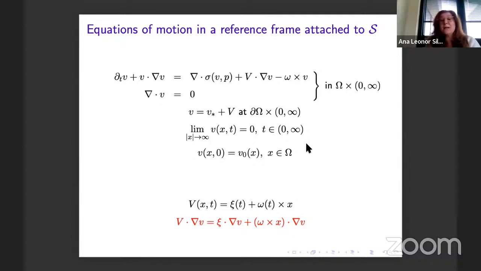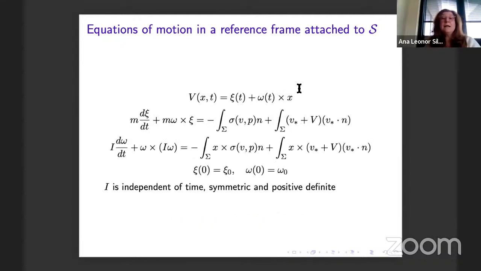pleasant because we are in an exterior domain, okay? And we have here something that is, this function here is going to be unbounded, okay? If we were in a bounded domain, this would not be a problem, but in an exterior domain, this is going to cause some extra problems, okay? So this is the formulation of the Navier-Stokes equations in the reference frame that is attached to the solid.